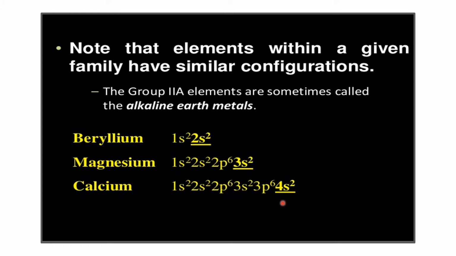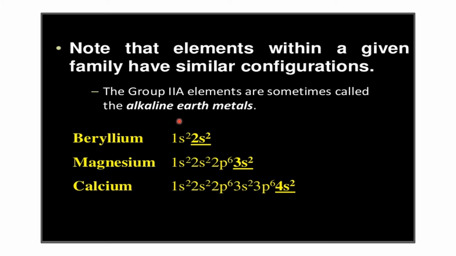So in these elements, the outermost electronic configuration is s2. It may be 2s2 for beryllium, 3s2 for magnesium, 4s2 for calcium, 5s2 for strontium, 6s2 for barium, and 7s2 for radium. Whatever it may be, the outermost electronic configuration of group 2A elements is s2. When you generalize, the outermost electronic configuration of the second group of elements is ns2. Remember that. What is the valence electronic configuration of 2A group of elements? It is ns2, whereas 1A group is ns1. So based on the valency of the elements, they are placed under the group.